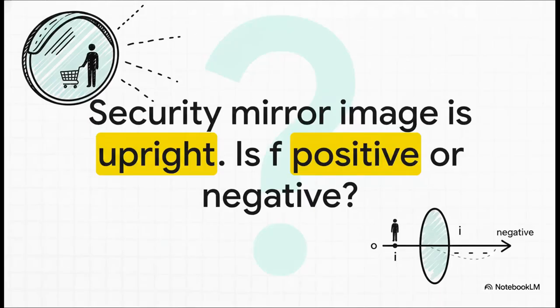All right, let's put this into practice. A quick pop quiz to see if it's all clicking. So you walk into a store and you see yourself in one of those big round security mirrors up in the corner. You notice your reflection is smaller than you are and it's upright. Just from that information, is the mirror's focal length positive or negative? Go on, take a second to think about it.